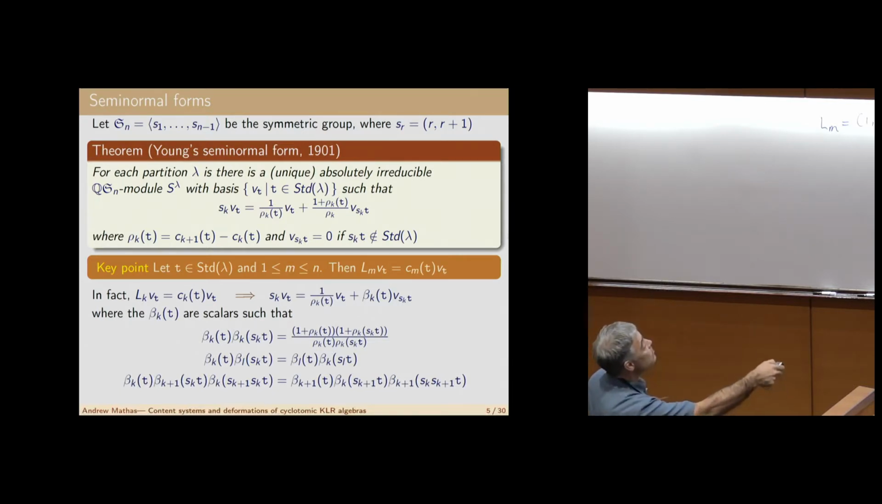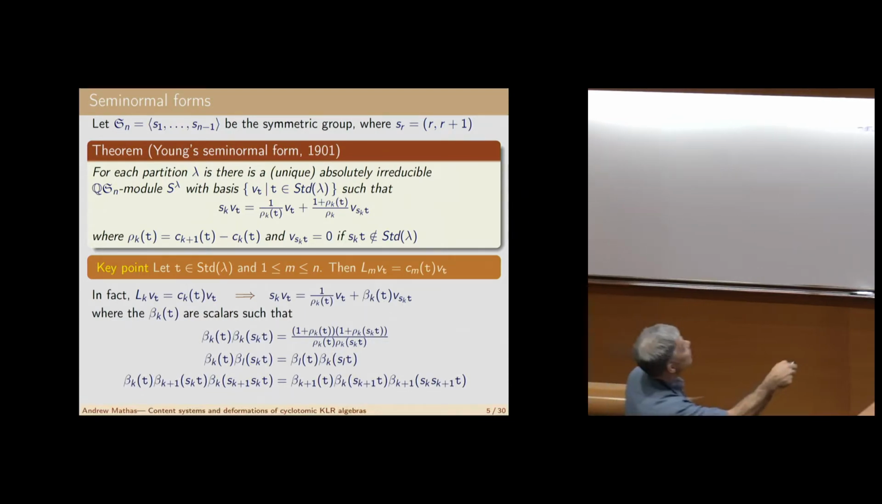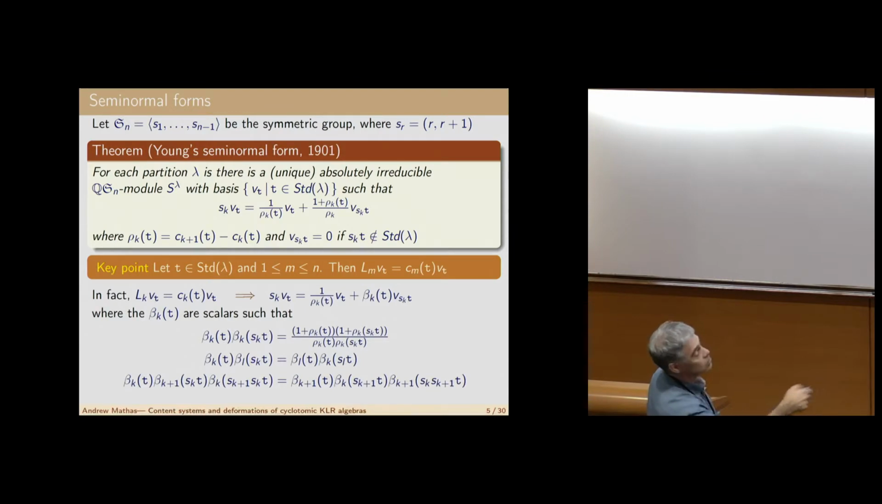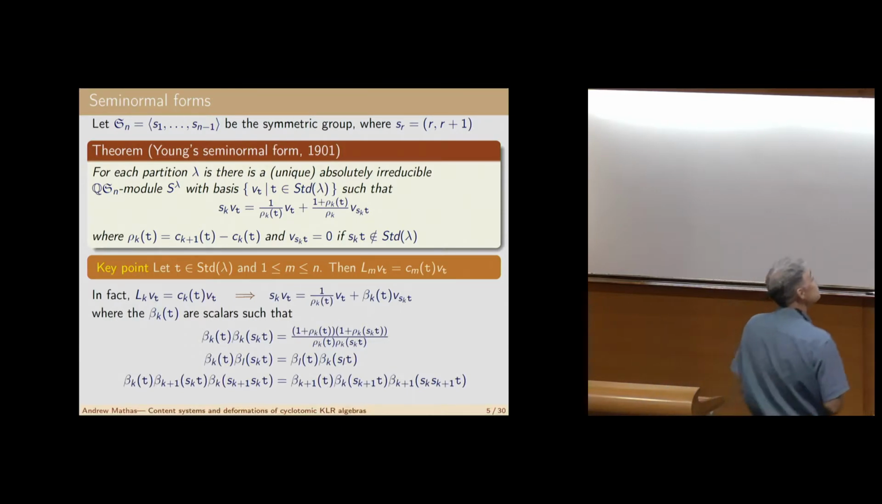In general, you get some constants up here. It will be some beta_k of t's. And it's very easy to check that these betas satisfy some relations. So there is something like a quadratic relation, which really comes from s_i squared equals 1. And then there are two braid relations. It's very easy to check this.